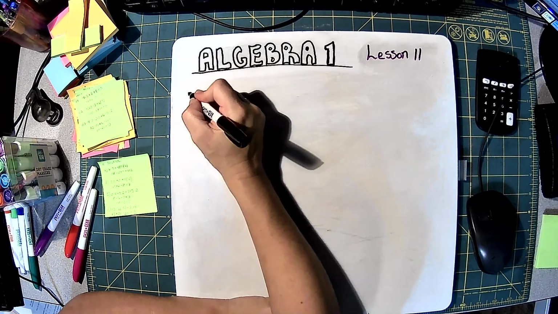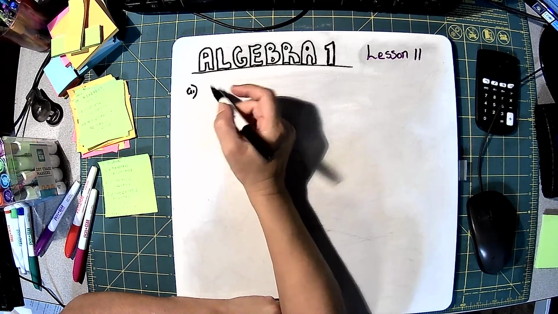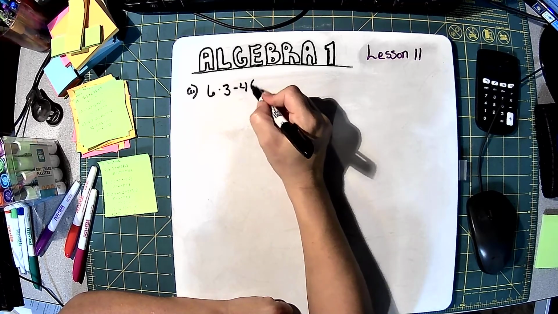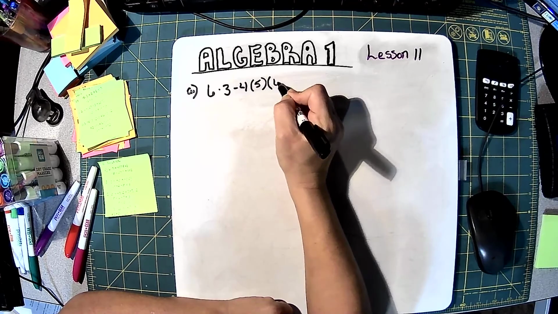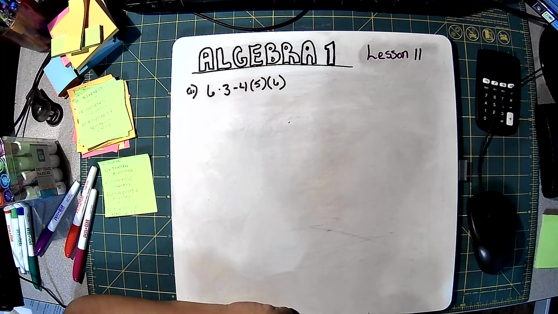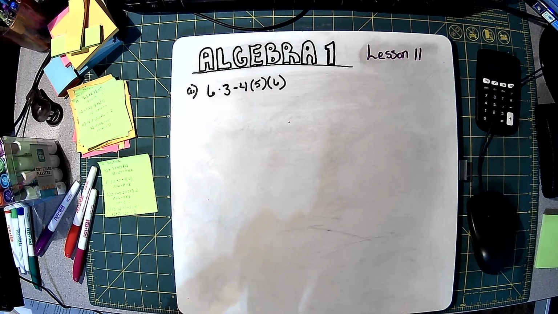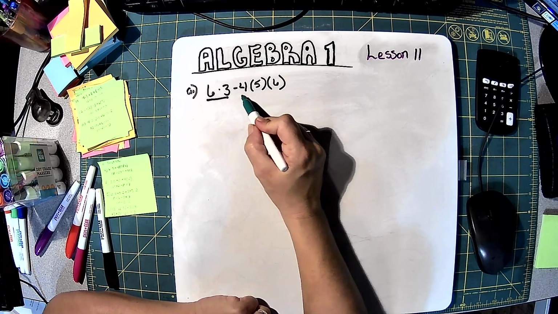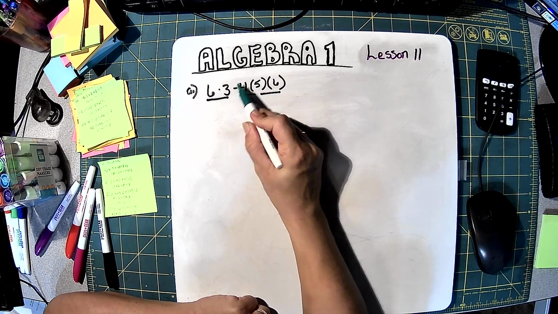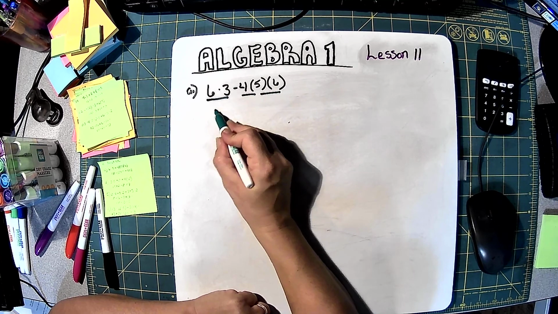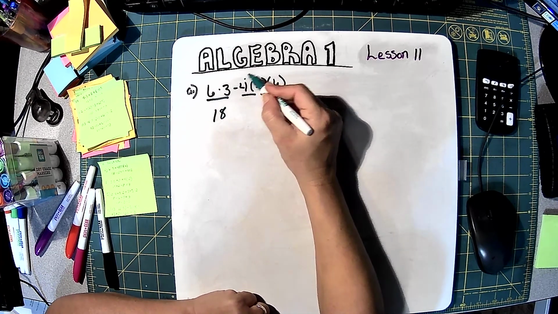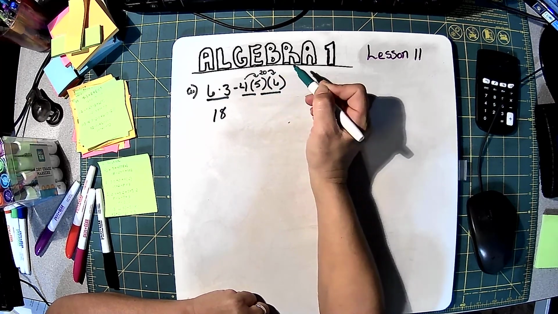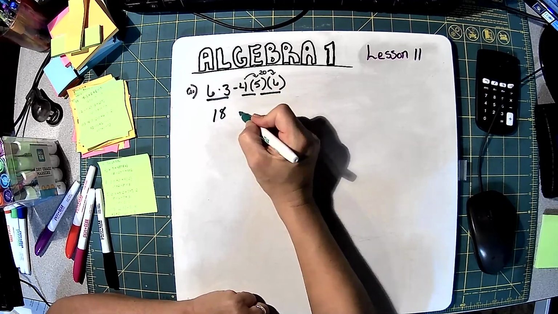I'm going to work them on my whiteboard here. So first one is A, and it is 6 times 3 minus 4 times 5 times 6. The first thing I have to do with this one is find where I'm going to multiply. So I am going to multiply here, and here, and here. All three of those have to be multiplied together. 6 times 3 is 18. Now I have to do 4 times 5, which is 20. And then I have to do 20 times 6, which would be 120.